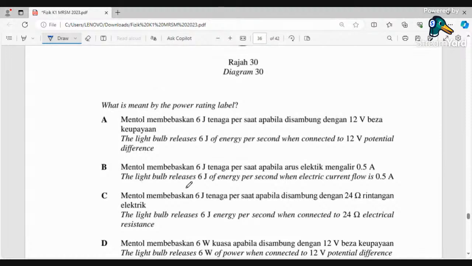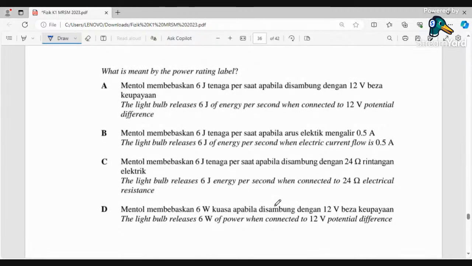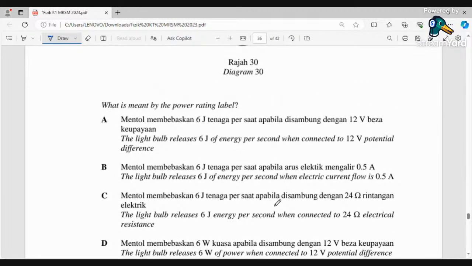Boleh pilih, boleh baca semua dan tengok mana yang paling tepat. Dia mesti ada mention voltage dengan energy per second. Okay, jawapan A ya. 6 joule of energy per second when connected to 12 volt potential difference.